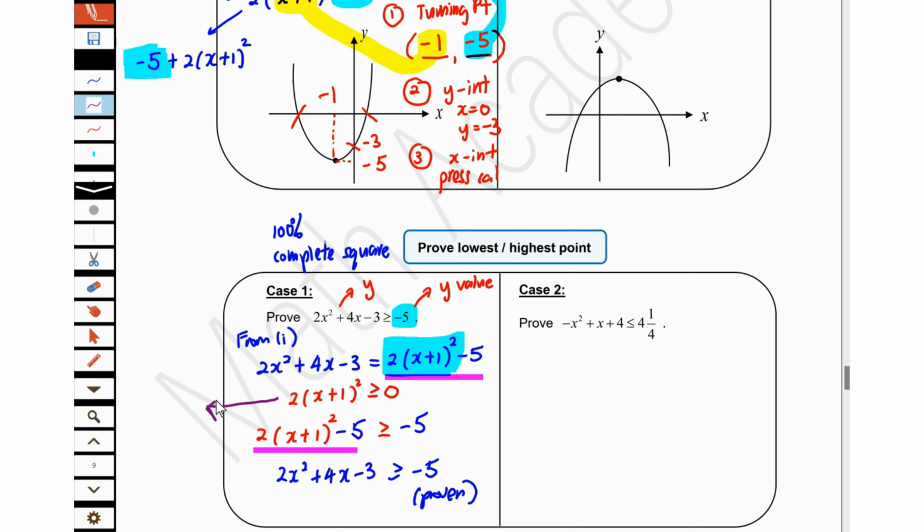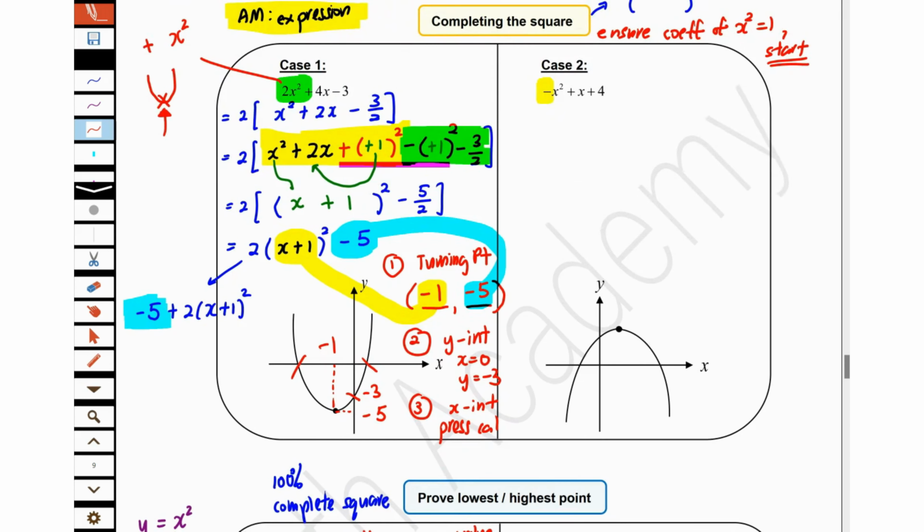In case you're wondering about this, you need to go back to your Sec 2 concept. Say y equals x squared, the graph is like that. You can see that for this U shape, the smallest y value is 0. So every perfect square must be more than or equal to 0.